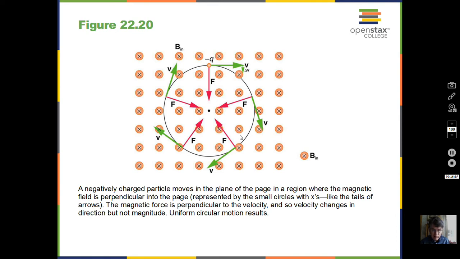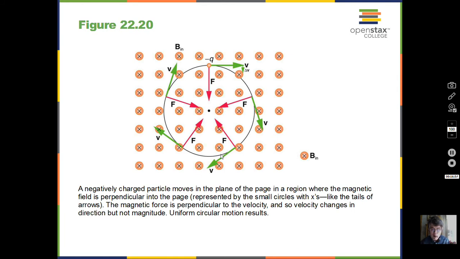If the magnetic field is constant, the velocity will stay constant. This force does no work on the moving charge. The force is perpendicular to the direction the charge is moving, so there's no change in kinetic energy. Work causes change in kinetic energy. There's no work because the force is perpendicular to the motion. We have circular motion, uniform circular motion, and this force is a centripetal force.